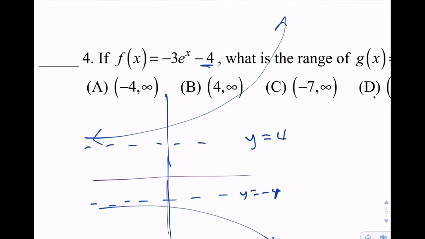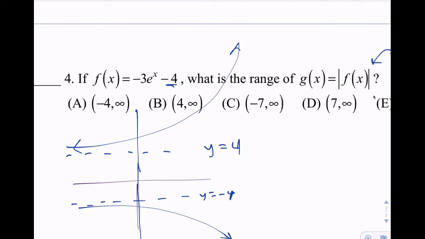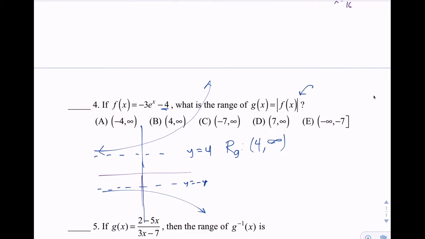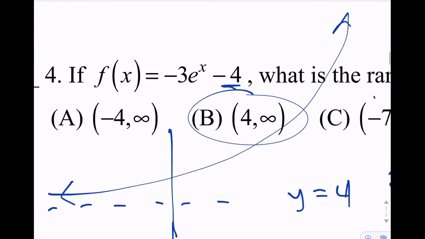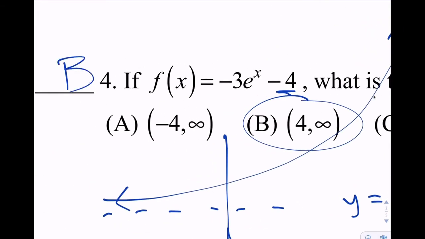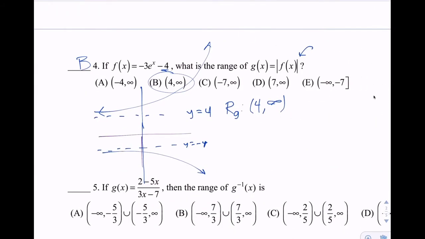What's the range? Everything greater than 4. So 4 to infinity. Including 4 or not including 4? Not including 4. Okay, so there you go. Questions on that one?